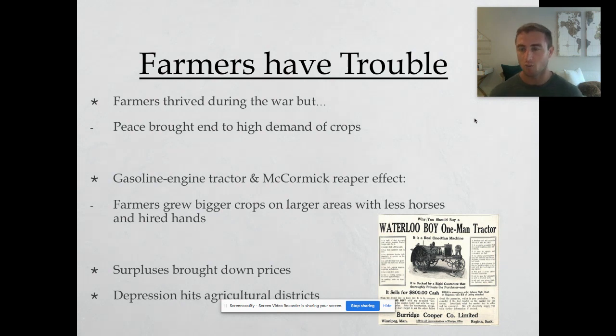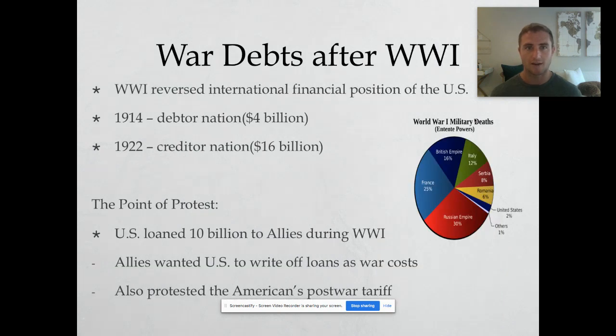Well, of course, once the war ends, that demand for these crops drops. And now we see farmers suffering from massive overproduction, thus bringing down the prices for their goods. And so farmers are really going to start entering the Depression in the 1920s when the rest of the country is flourishing. Internationally, Europe has gone through some big problems after World War One.